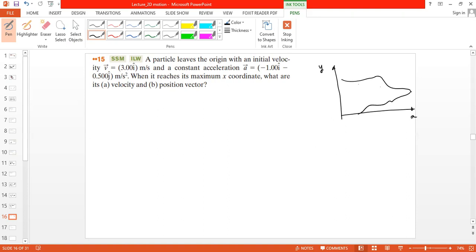And this is his maximum of x coordinate. Okay, this is maximum of x coordinate. এটা এখন এই maximum of x coordinate যখন পৌঁছাচ্ছে, তখন what is this velocity? What is this velocity at this point?